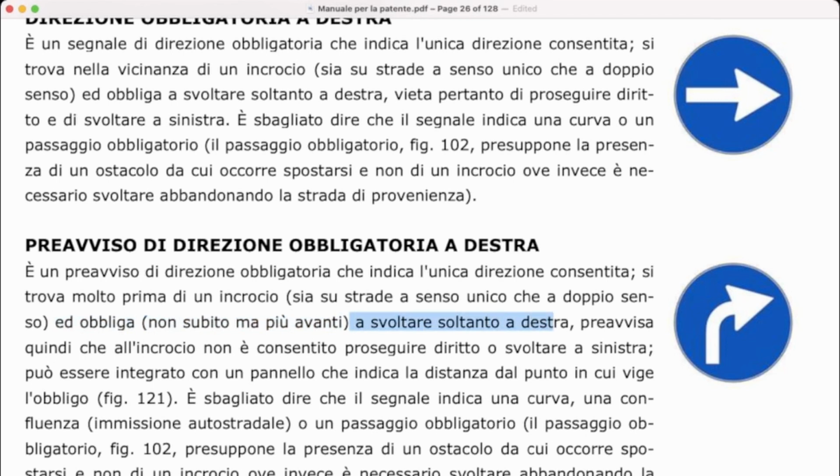Ok, so preavvisa quindi che all'incrocio non è consentito proseguire diritto o svoltare a sinistra. So it means that at that intersection you can't go to the left or go straight. Okay, so è sbagliato dire che è un segnale di curva. So this one we cannot say is a curve. Okay, so curves have a different sign, but this one you can see that it's blue, so it's not a curve. Okay, all right, so let's look at preavviso.